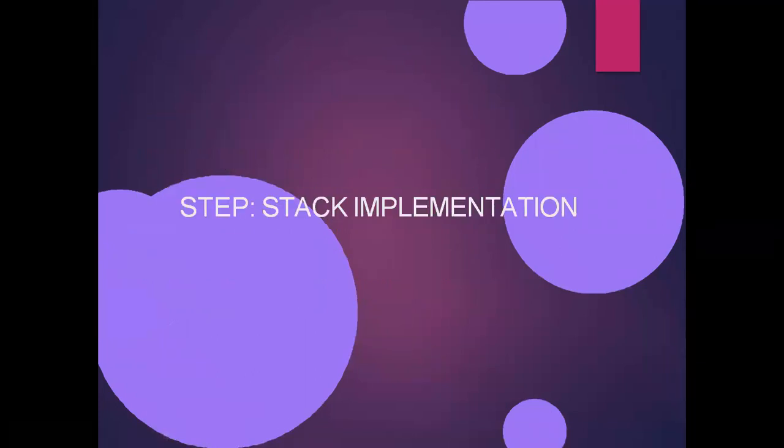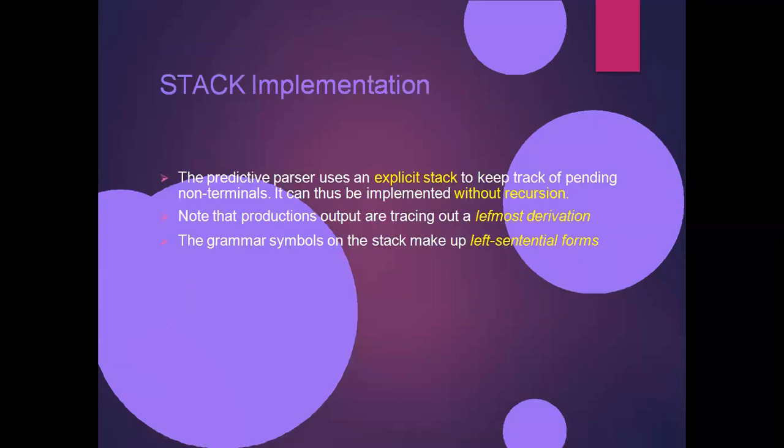Now, seeing the stack implementation. Now we are going to learn how the stack implementation takes place. We already know that here we are using a leftmost derivation, and the grammar symbols on the stack make up the left sentential form. Why? Because in LL of 1, the first L is scanning the input from left to right, and the second L is applying a leftmost derivation. And the implementation here is without recursion.